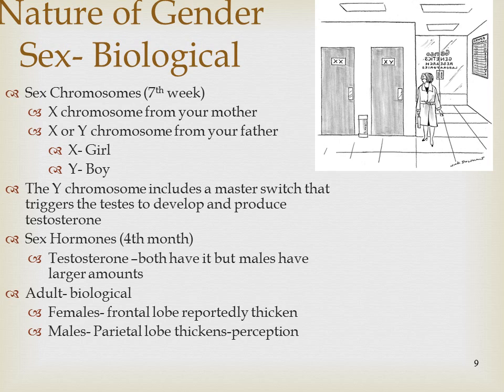In adults, they talked about the biological impacts. They found that females have a thicker frontal lobe, with higher level questioning ability and a little bit more of that one-on-one association, the personality traits they need. Men, however, have a thicker parietal lobe, which allows them to understand different perceptions better.